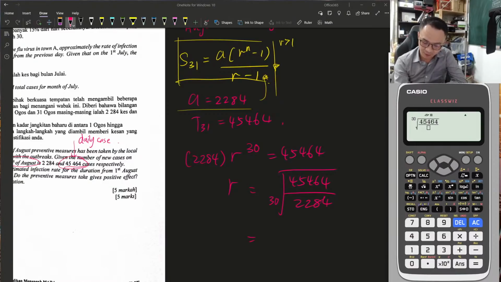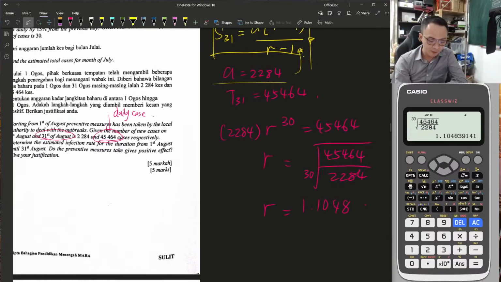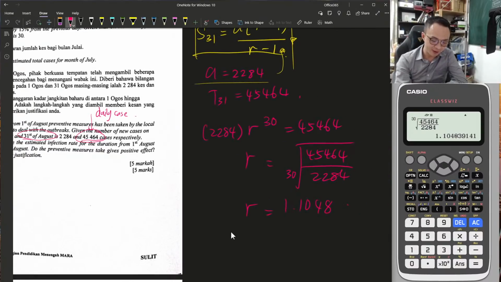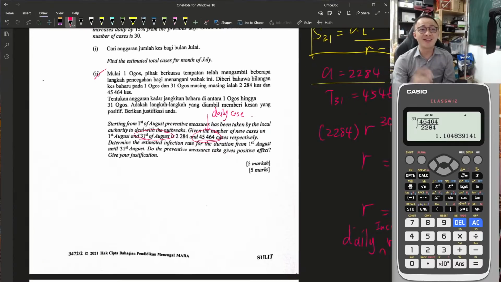45464 over 2284. So my R is about 1.10548. So based on here, what does it mean? The daily increasing rate is about 10.48%, isn't it? Remember in July it was about 15% increase per day, but in August right now it is about 10.48% per day. So is the authority doing a good job or what?